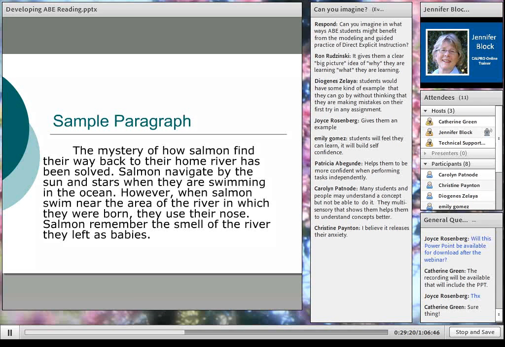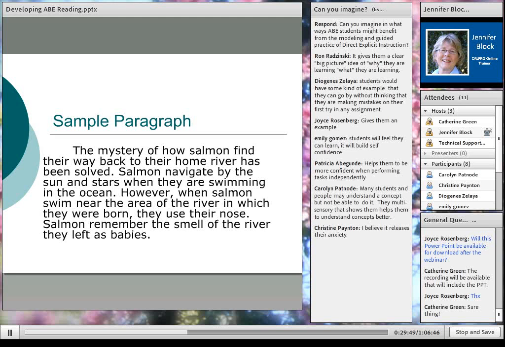Salmon navigate by the sun and stars when they are swimming in the ocean. However, when salmon swim near the area of the river in which they were born, they use their nose. Salmon remember the smell of the river they left as babies. All right, so we've done the first part, which is read the paragraph. The second part is the ask. The first question to ask is, what is the topic?